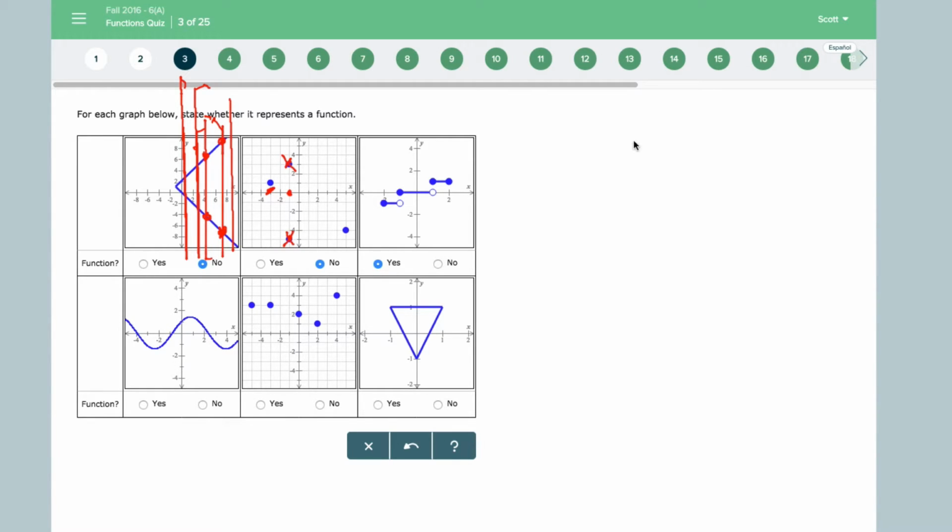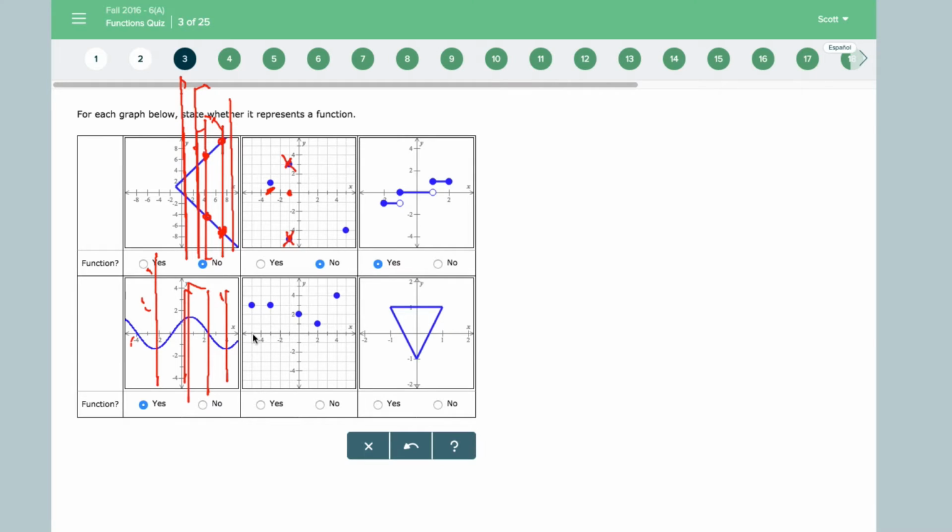Okay, if we continue on to the next one, we say, okay, vertical line test. If we draw any vertical line anywhere on this, we see that it only ever crosses the line once. Okay? There's only one answer for every single x. So that is a function.